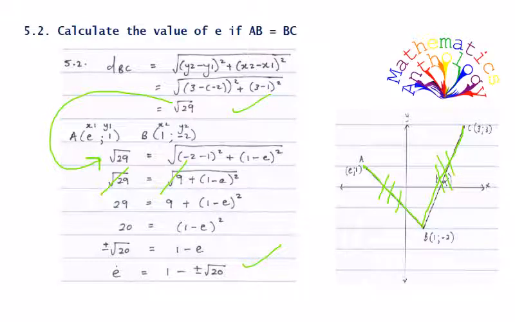If I want to get to the e on the inside, I need to get rid of the square. So I will square root both sides of that equation, and I'll end up with the plus minus the square root of 20 is equal to 1 minus e. So for e, I can take e over, so e will equal to 1 minus the plus minus the square root of 20. I can put that in on my calculator and I can get my value of e easily, remembering that e is on the negative side of the x-axis.